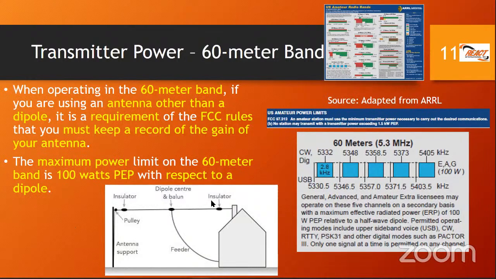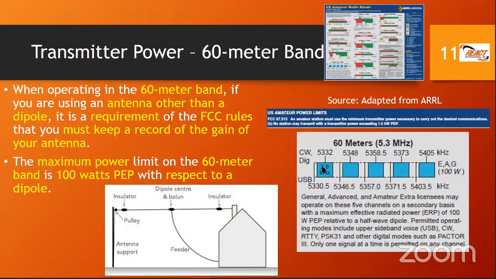Also note that the maximum power on the 60-meter band will also be reduced. It's 100 watts peak envelope power. And again, on the band chart, it looks a little cryptic, but it's right here in brackets, 100 watts. So they're saying the Extra class, the Advanced class, and the General class can use this.